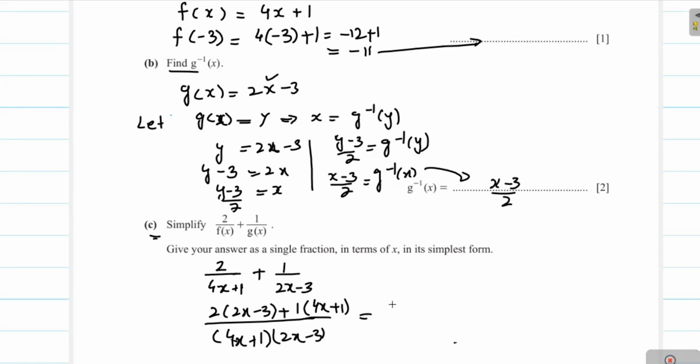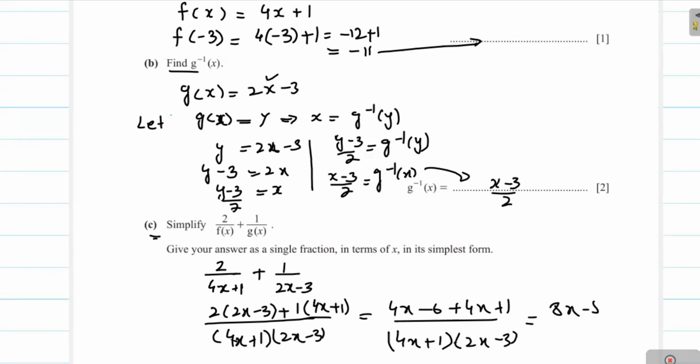Now we write this value 4x minus 6 plus 4x plus 1 over 4x plus 1 into 2x minus 3, and we can write it as 8x minus 5 over 4x plus 1 into 2x minus 3, and this is the answer.